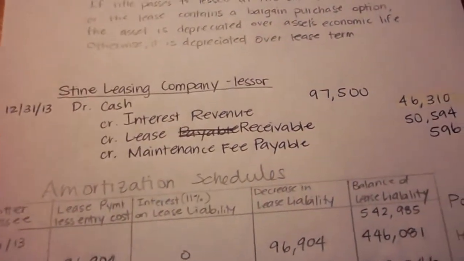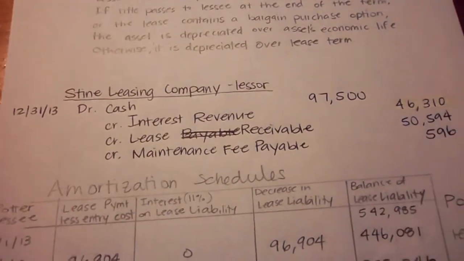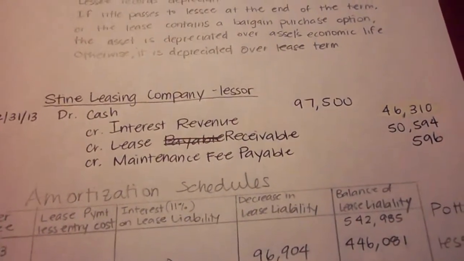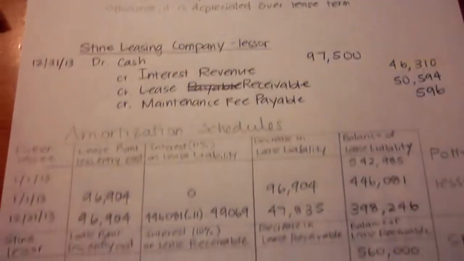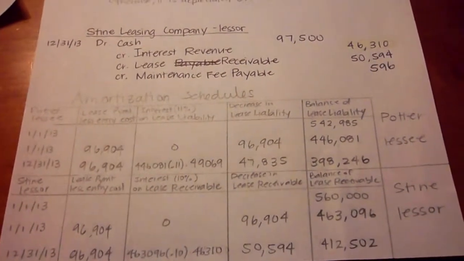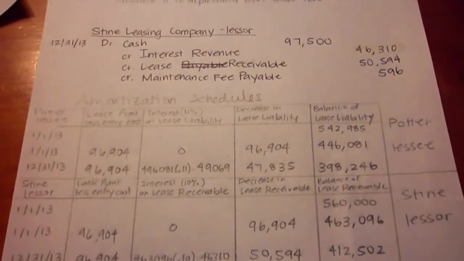And then here are the journal entries for Stein Leasing Company, the lessor. And those numbers we also got from the amortization schedules below. And that's it.